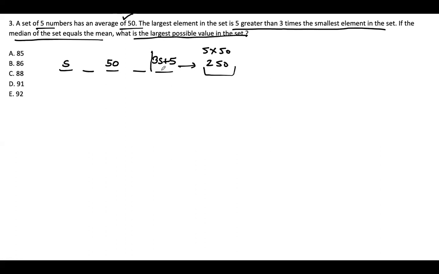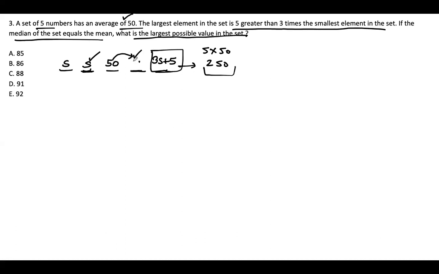You want this to be the largest, so you need to minimize this. What can be the minimum value of this? It will be S itself, the smallest value. What will be the smallest value here? Minimum, sir, 50, equal to the median.